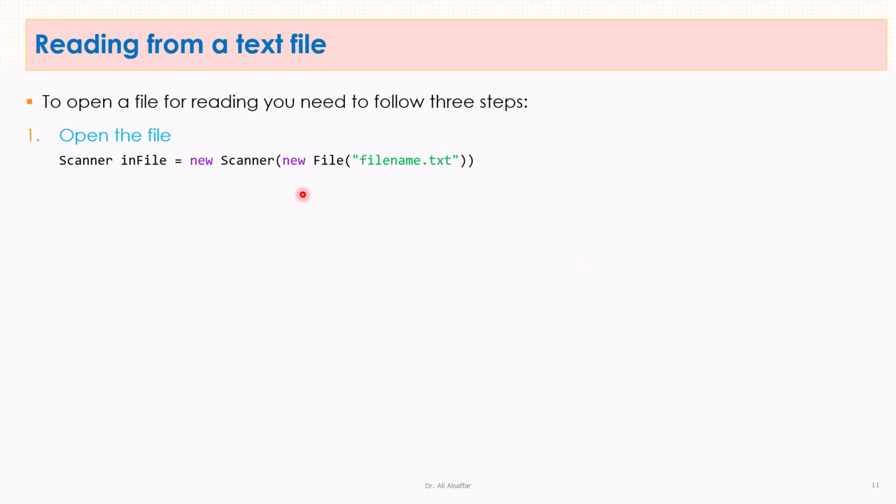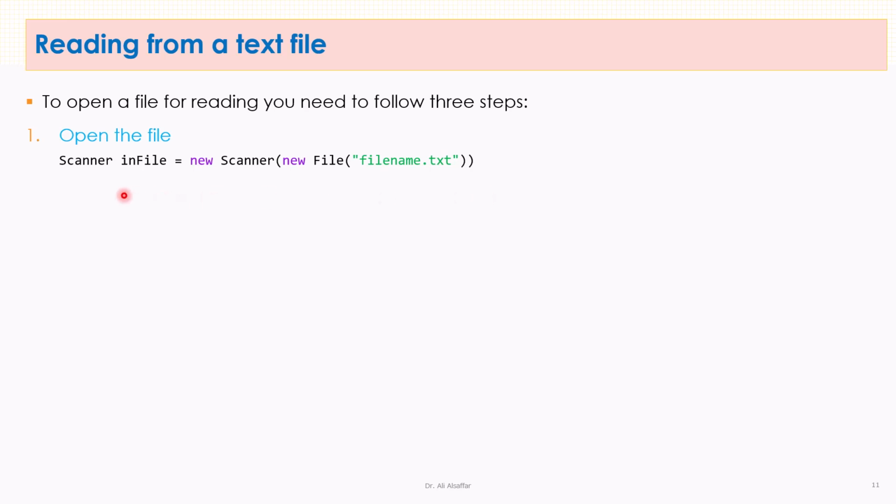Notice that we are creating an object of the File class on the spot and passing its reference as an input parameter to the constructor of the Scanner. So there is no need to create an object of the File class and assign it to a variable, and then pass this variable as an input parameter to the Scanner. So we can do it in one shot.